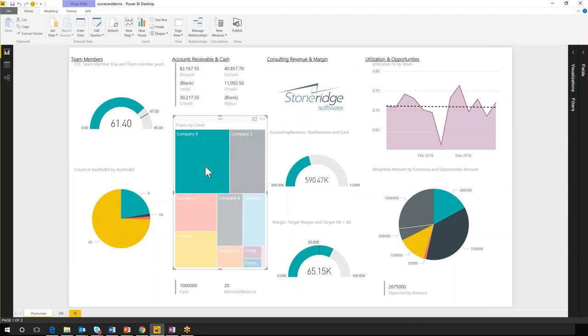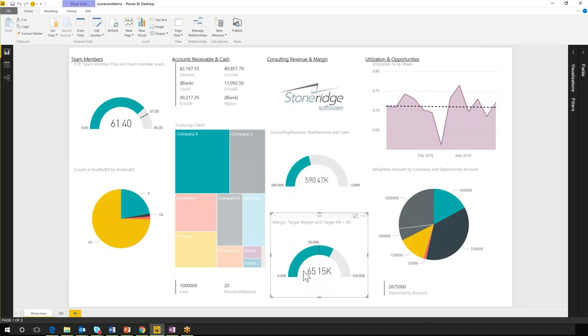When I click on it, it actually does data interaction. So it'll tell me that company 9 owes us a total of $82,000, $40,000 of which is current, $11,000 of which is 30 days past due, and $30,000 of which is 60 days past due. So I know that I need to do something about it, because they have our biggest outstanding balance. But I also know that I don't necessarily have to chase all 82,000 of it. What I'm really concerned about is this 11,000, this 30,000 here. So again, you can use this interaction between the different visuals to really give you a good sense of where you're going.